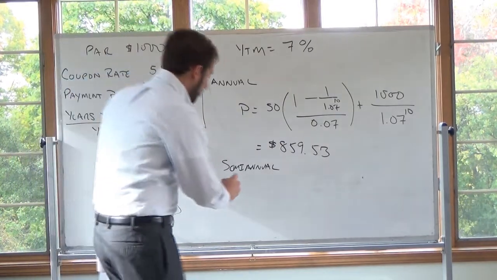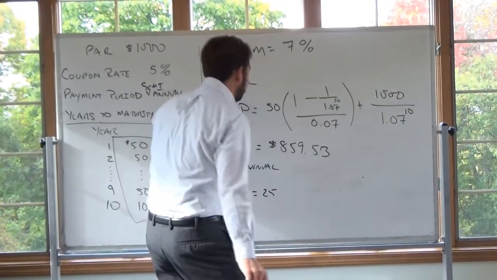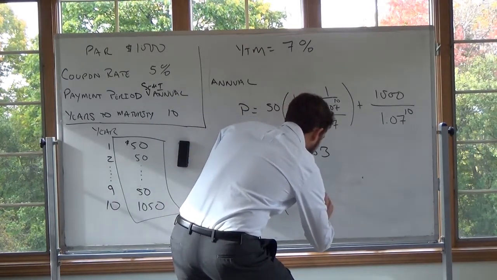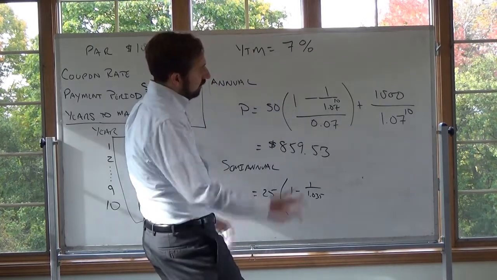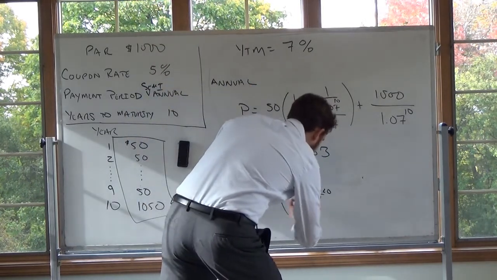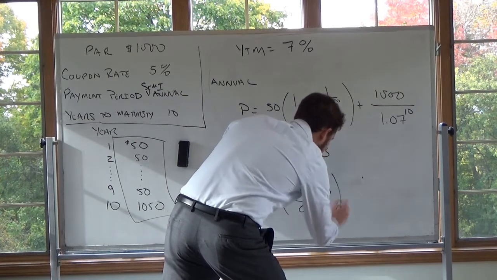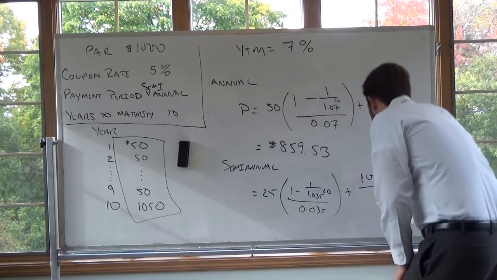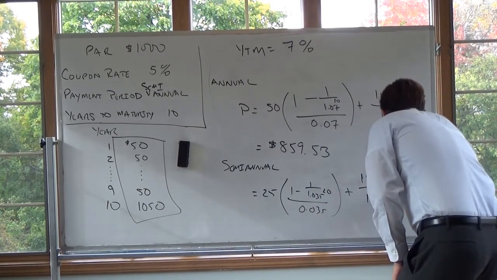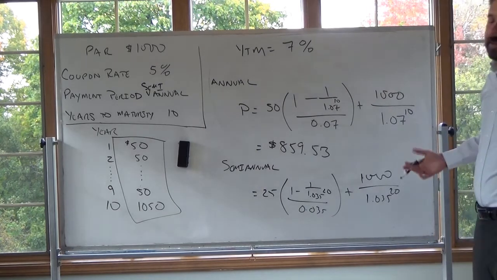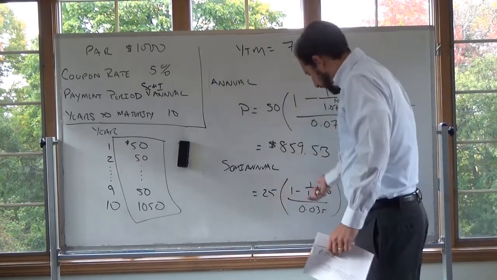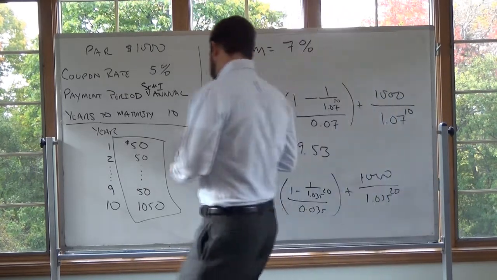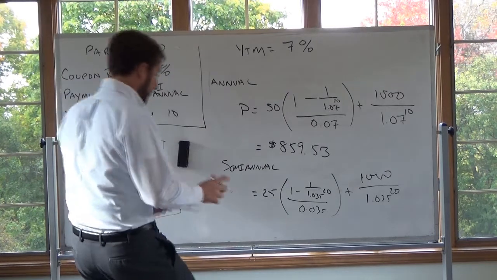So right now we know the semi-annual payment is going to be 25, and then it's going to be 1 minus 1 over 1.035 for the yield to maturity divided by 2, and then for 20 periods, divided by 0.035, plus, again, the par value doesn't change, then we have 1.035 to the 20. I would just advise calculating all of these in place. When we do that, the semi-annual, I'll just write it here because it's going to start another interesting conversation.